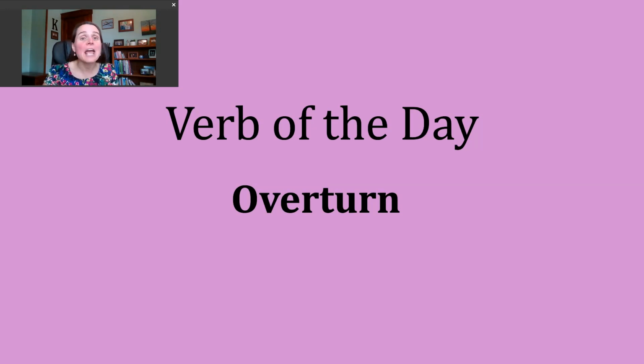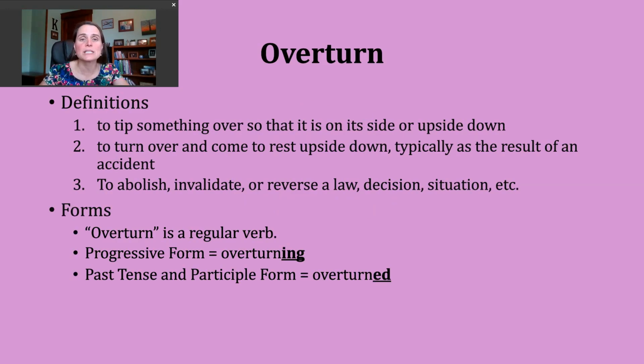Now, let's take a moment and review some of the definitions or the ways that we use this verb. The first way you might encounter the verb overturn, it means to tip something over so that it is either on its side or it's upside down. So sometimes you might think of this in regards to things around your house. Maybe as children are playing, right? Something gets overturned, knocked over onto its side.